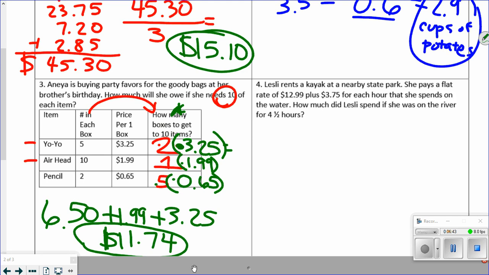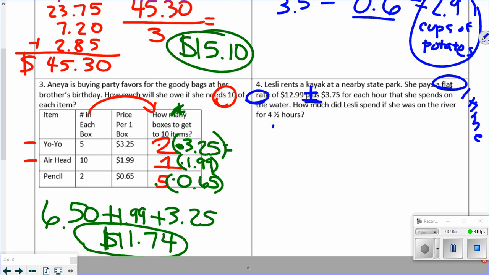All right, number 4, Leslie rents a kayak at a nearby state park. She pays a flat rate. This word is very important. A flat rate means a one-time thing. You're not paying it more than once. You pay it one time to just rent the kayak. But then there's this plus, at $3.75 for each hour on the water.